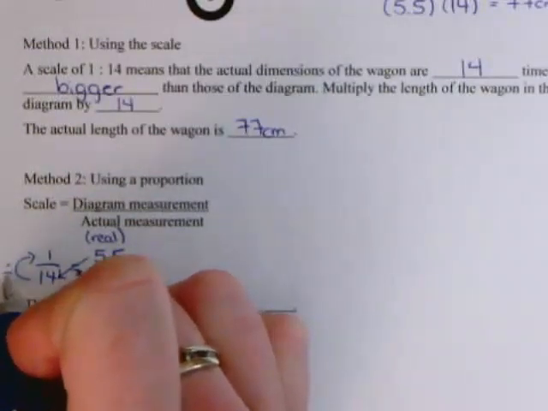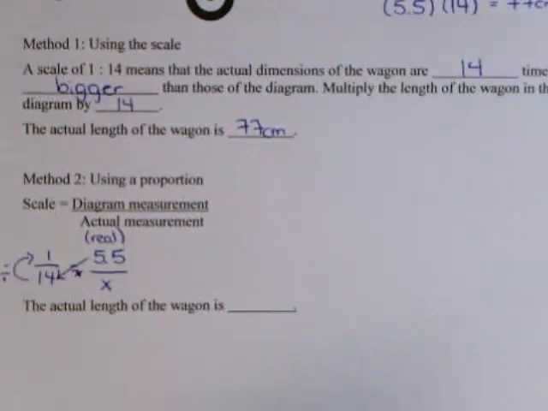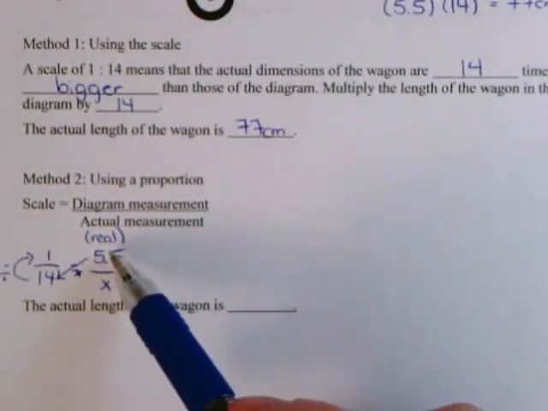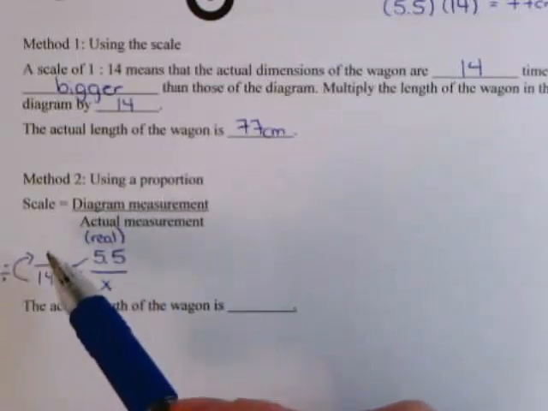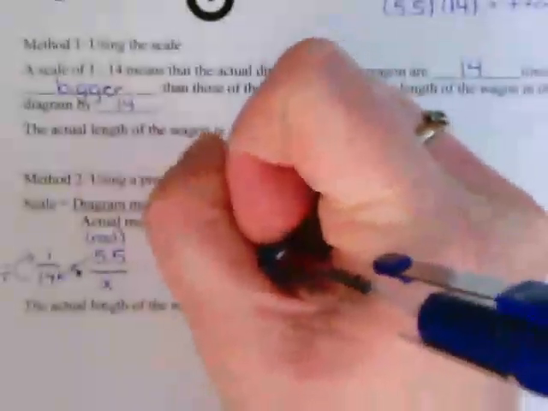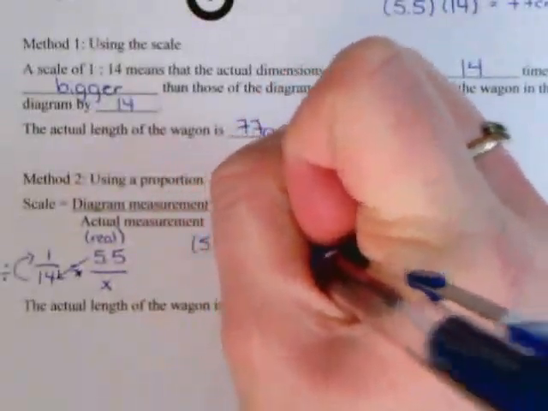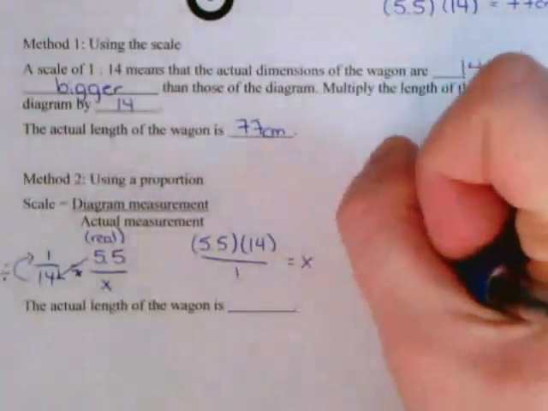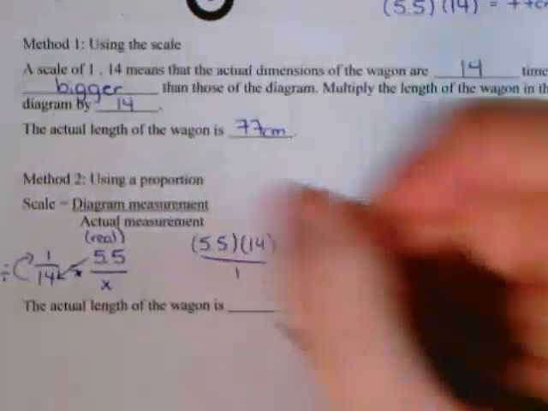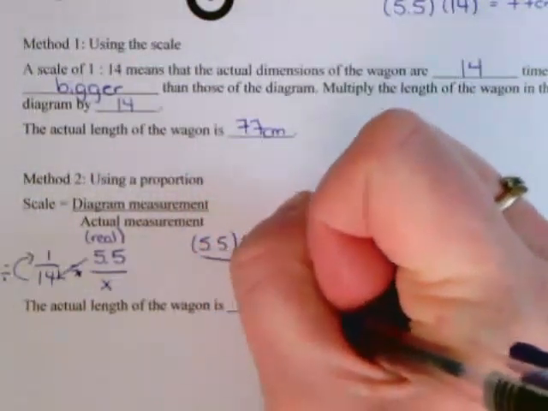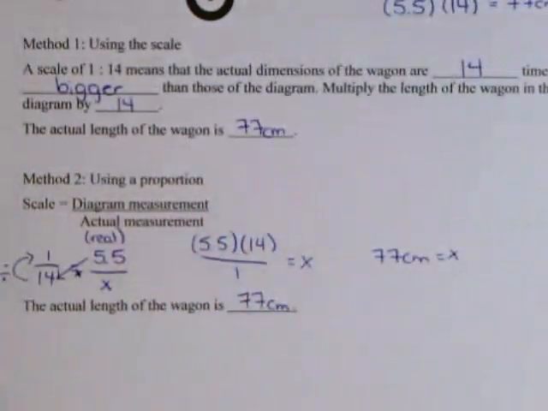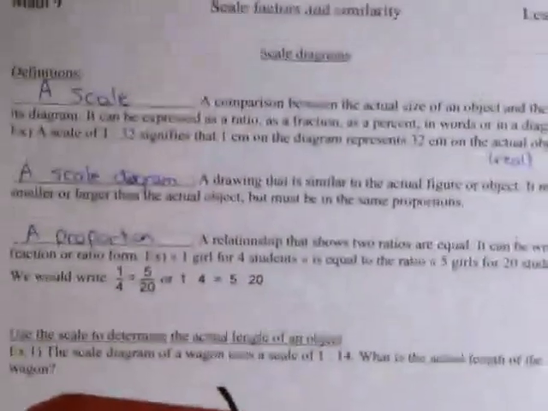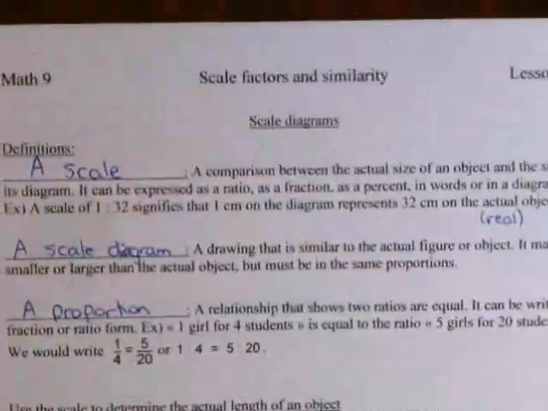That's just a little trick that I have. Basically, you look at the side with the variable, you look at the number, you cross multiply it, and then you divide by the other number. So it looks like 5.5 times 14 divided by 1, and that equals x. So 77 centimeters equals x, which means that the actual length of your wagon is 77 centimeters. That works. Now, moving on with our lesson.